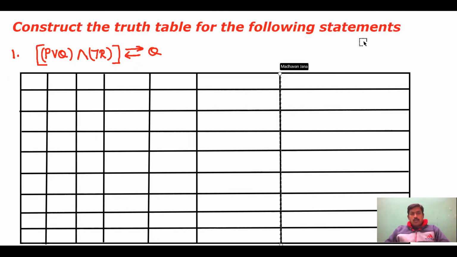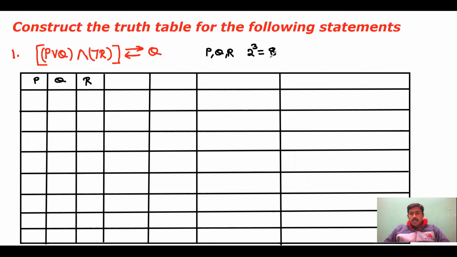P or Q and not R if and only if Q. To solve this, first we have to check how many variables are involved in this. In this problem, three variables are involved, that is P, Q, R. Our combination is 2 power 3, 8 combinations will be there. You can write P, Q, R.